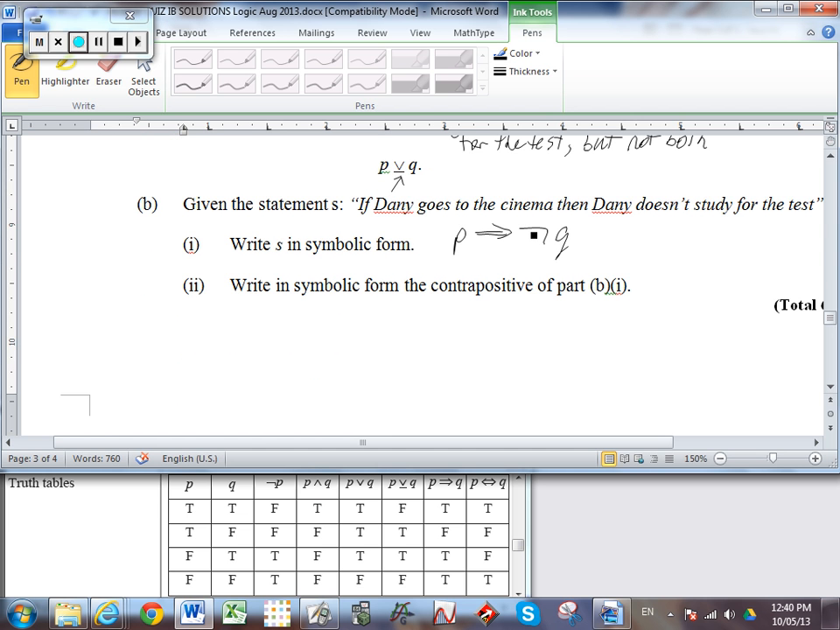Part I, write in symbolic form the contrapositive of the statement that you just wrote. We know that for the contrapositive, we switch the P and the Q around, and now we're going to negate both of them as well. The negation of not Q would be positive Q. The negation of P would be not P. There's the contrapositive in symbolic form.